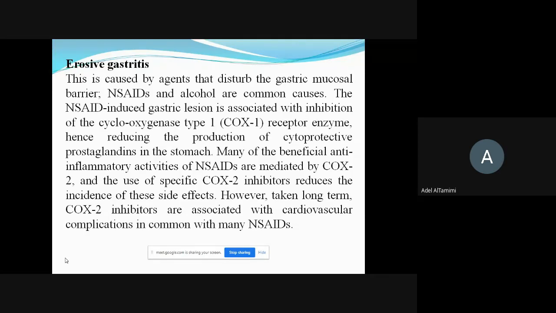Erosive يعني شنو معناها؟ نخر. This is caused by agents that disrupt the gastric mucosal barrier. وأهمها شنو هي non-steroidal anti-inflammatory drugs and alcohol, the most commonly affecting agents. The non-steroidal anti-inflammatory drug induced gastric lesion is associated with inhibition of the cyclooxygenase COX-1 enzyme and reducing the production of cytoprotective prostaglandin in the stomach.